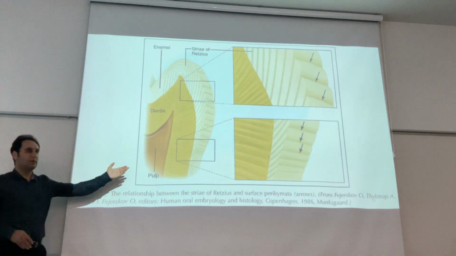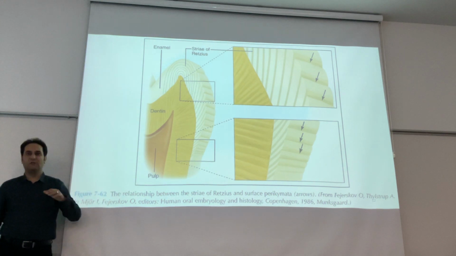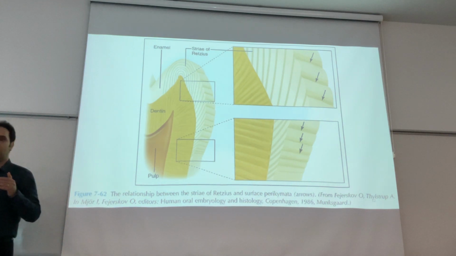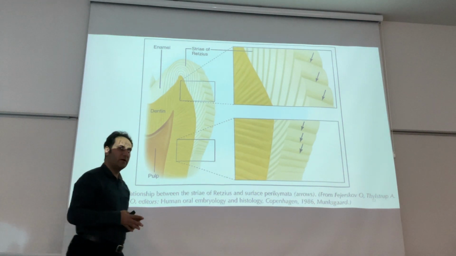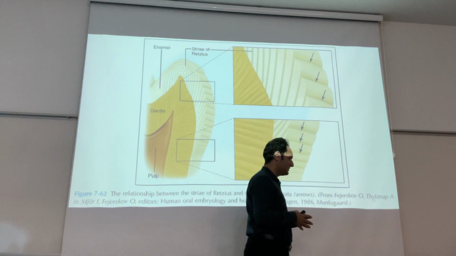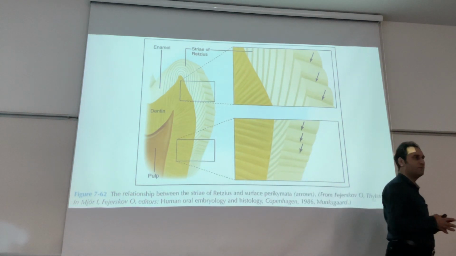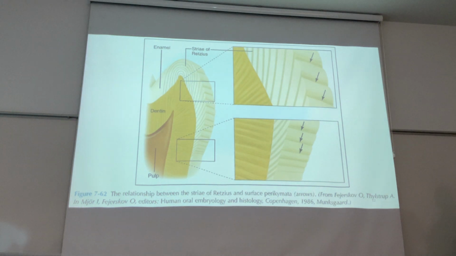This is because of the daily mineralization in the enamel structure. For example, within 24 hours, you can see the same rate of mineralization in the enamel. Sometimes you can see a high amount of mineralization, and sometimes you can see a low amount of mineralization. Because of that, you can see these lines.